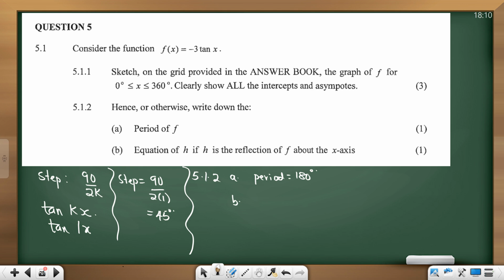What about b? Reflect about the x. What do we do? Keep the x and change the sign of y. So what do we have? h of x is going to be negative f of x, which is negative of negative 3 tan x. What is negative times negative? Positive. So it is 3 tan x. Quite straightforward, not too hectic, right? Okay.